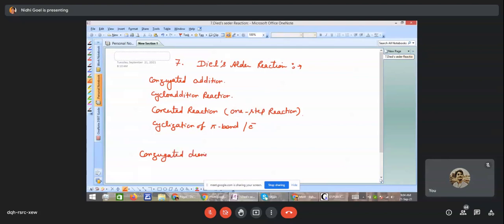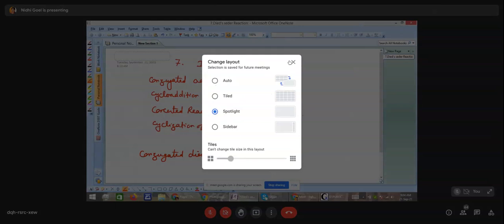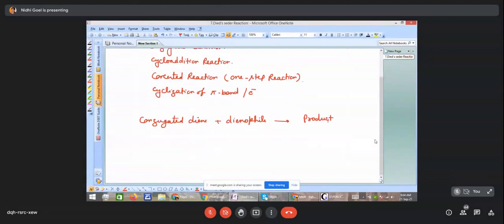Conjugated diene plus dienophile, then form the product. Okay. So for example, this is conjugated diene.